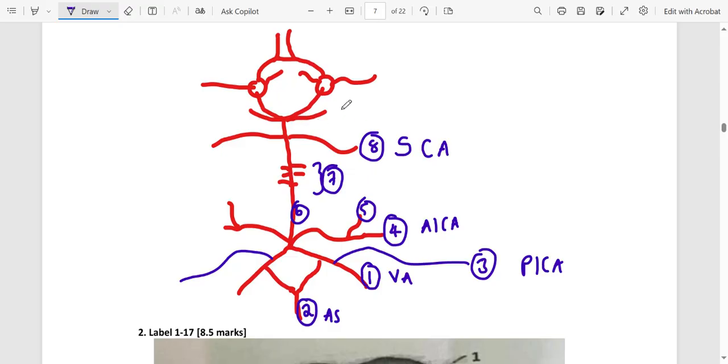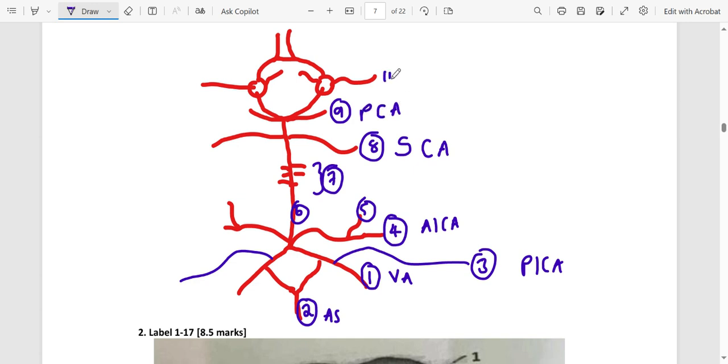So you have got this one. So let's start with this one. What do we call this one? The one I've labeled 9. So the cerebral, you have got three big ones. Yes. So this is posterior cerebral artery.